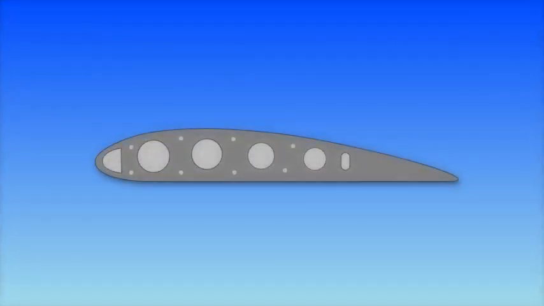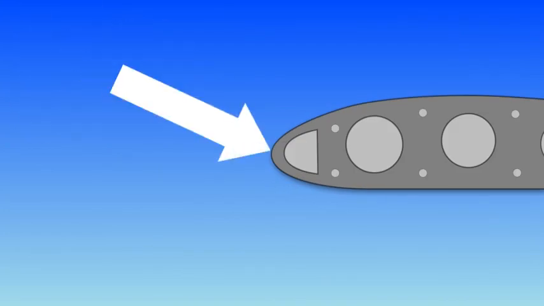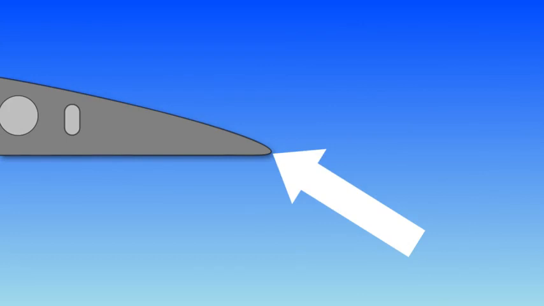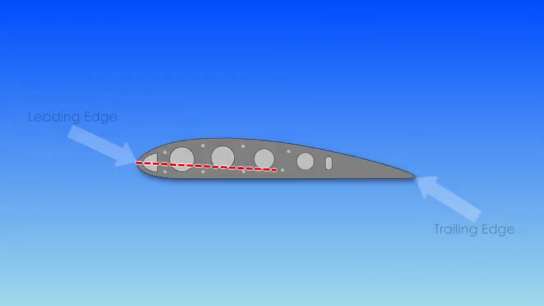Before we get too in-depth, let's introduce a few new terms. The forwardmost portion of the wing is called the leading edge. The aftmost point is called the trailing edge. If we connect these two edges together with an imaginary line, this line is called the chord line.